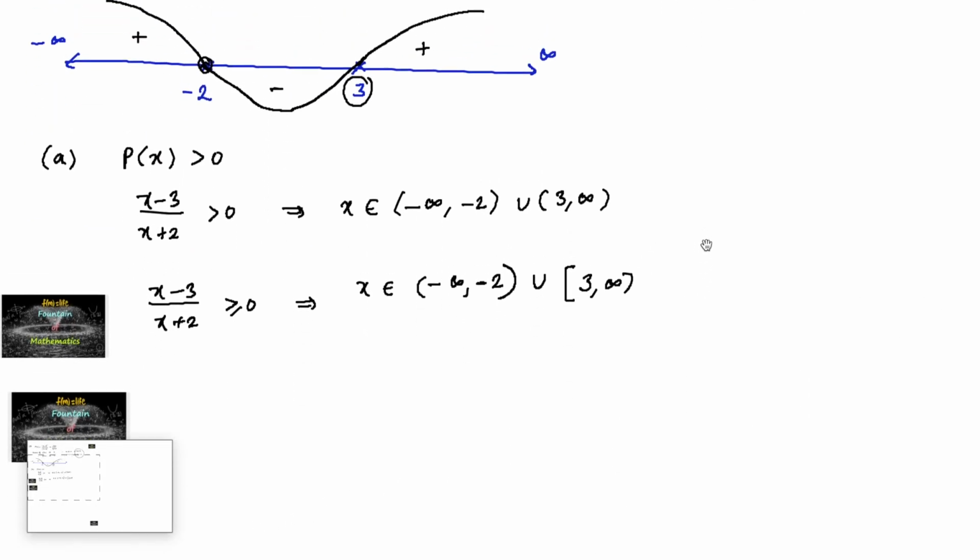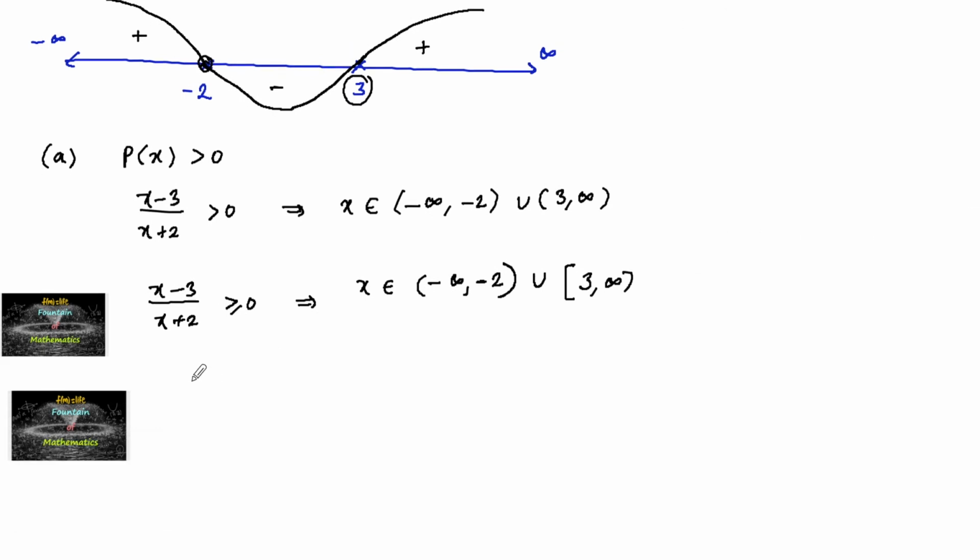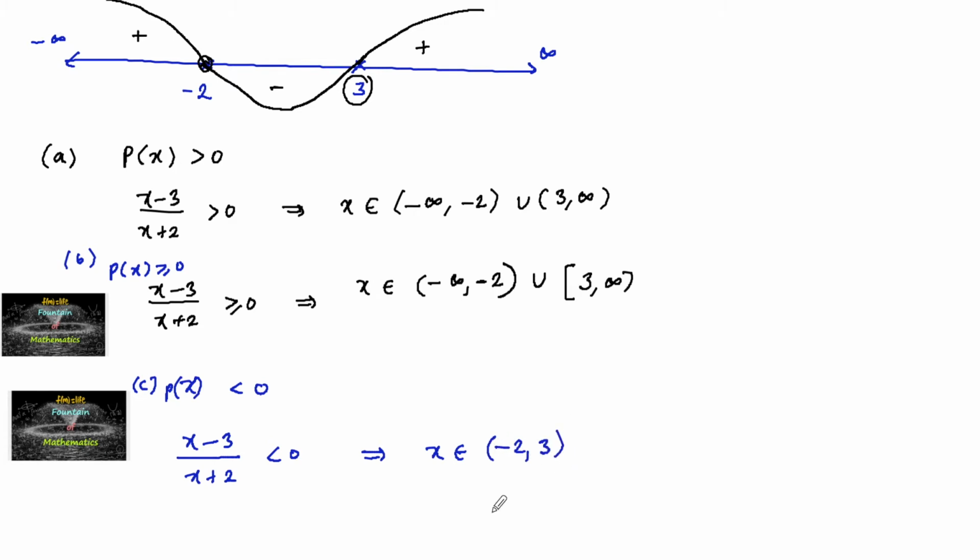And in the case of p(x), this is p(x) ≥ 0, the second one. Now let us take the third one, p(x) < 0, that is (x − 3)/(x + 2) < 0. So the negative shaded part is obtained from −2 to 3. So x belongs to (−2, 3), we can take that as the solution.